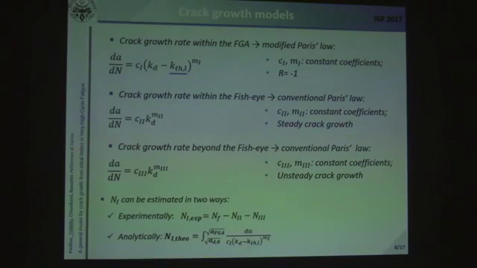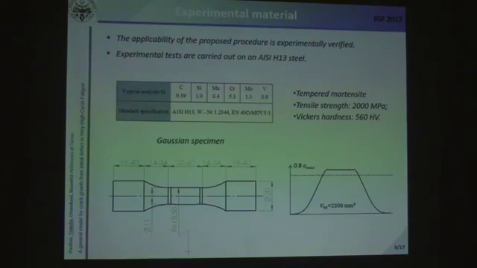Therefore, one way for parameter estimation is through a minimization of the difference between the experimental number of cycles within stage 1 and the analytical number of cycles in stage 1. The coefficient that permits minimizing this difference can be used for the estimation of the fatigue limit, and then the fatigue limit can be used for design purposes. The applicability of this model and this procedure is verified experimentally.